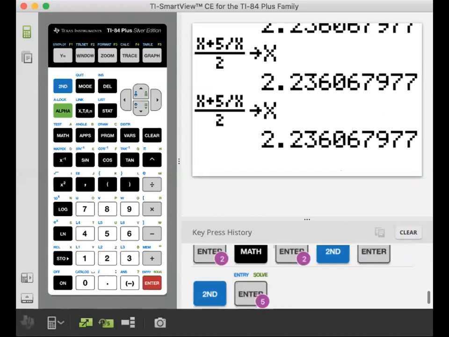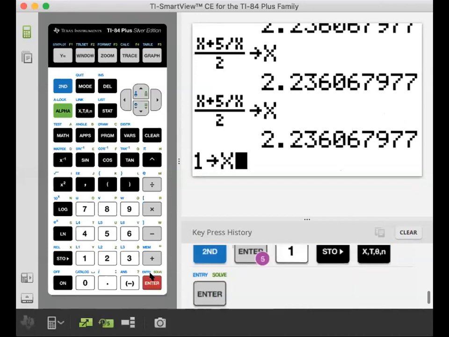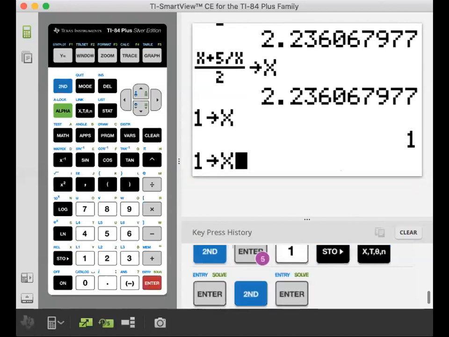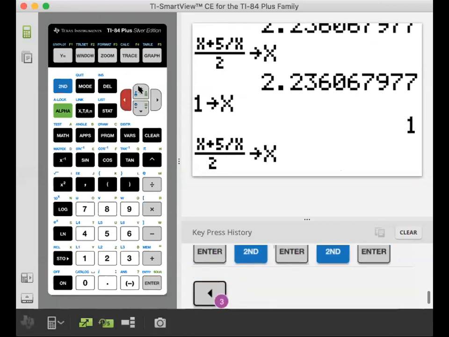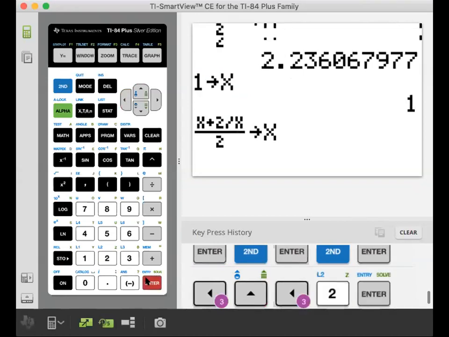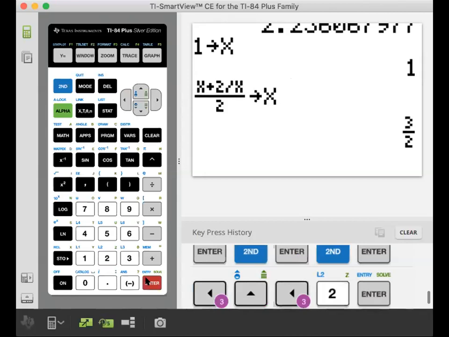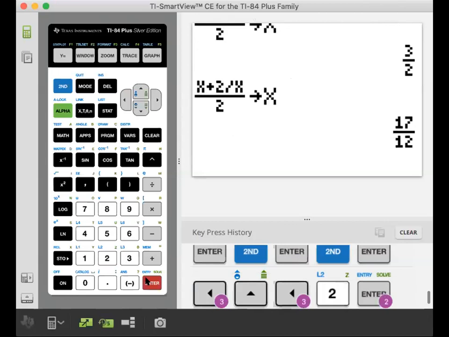If I come over here and say 1 gets stored into X, and then I come back to this calculation, but I change the 5 into a 2, and now I get the 3 over 2. Oh, that one made a fraction and did not make a decimal, but now it's making a fraction every time. No idea why for 2 it did that. For 5 it was making decimals, but for 2 it's making, let's see what happens next. 577 over 408. That's quite an excellent approximation.